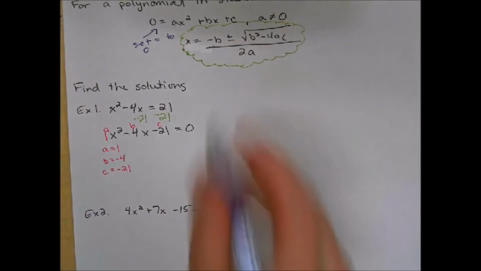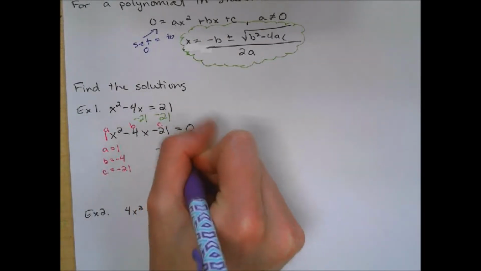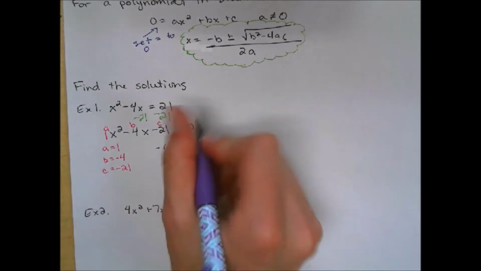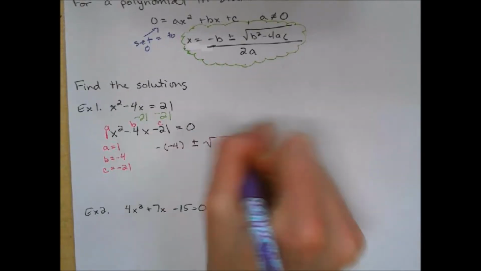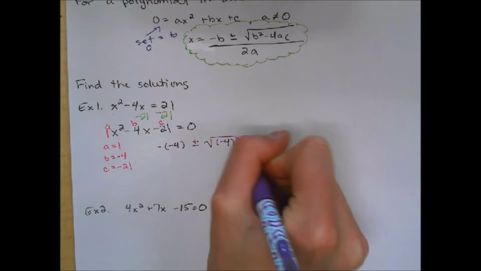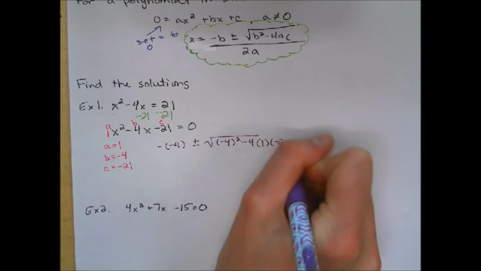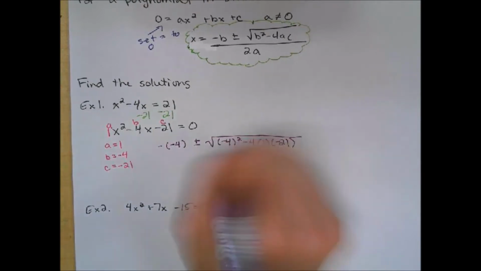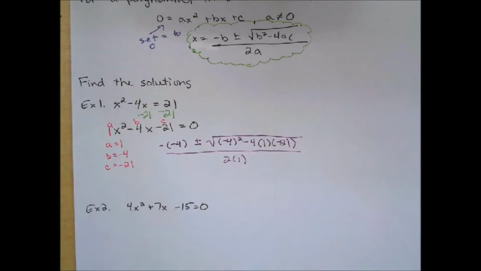We have negative, now notice b is negative, so negative negative 4 plus or minus square root b squared minus 4ac all over 2a. That's how we plug it in.